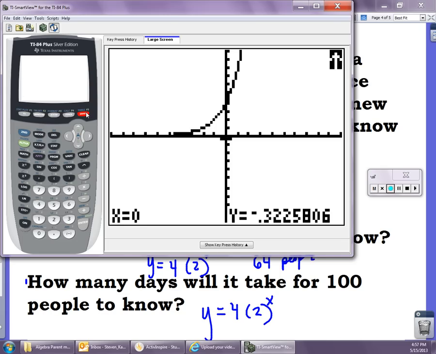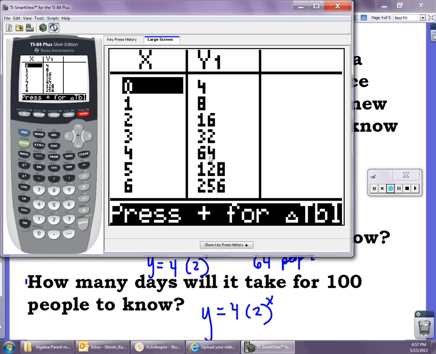So I can see right here, at the 4th day, 64 people know. On the 5th day, there's 128. So you could answer this question by saying pretty much by the 5th day, it's obviously over 100 people. After the 4th day, by the 5th day, 100 people are going to know. On that 5th day is when the 100th person is going to be told.